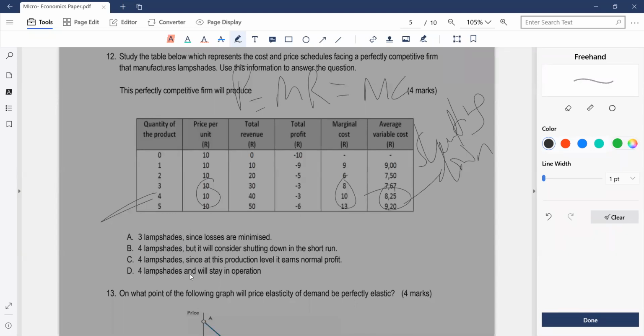So let's look for 4 lampshades. 1, 2, 3. These ones are saying 4. But the first one says 4 lampshades, but it will consider shutting down in the short run. It will not consider shutting down because it is covering its variable costs. So that one is wrong. 4 lampshades, since at this production level, it earns normal profit. No, it is not earning normal profit. It is actually earning a loss, but it is covering the variable costs. 4 lampshades and will stay in operation. Correct. The answer is D on question number 12.